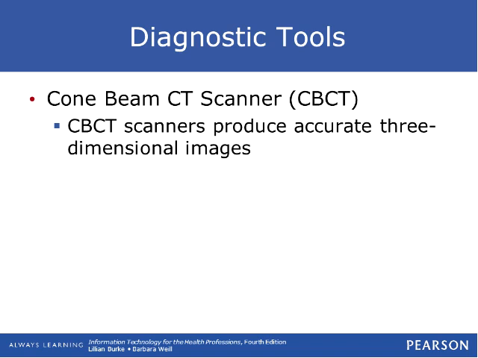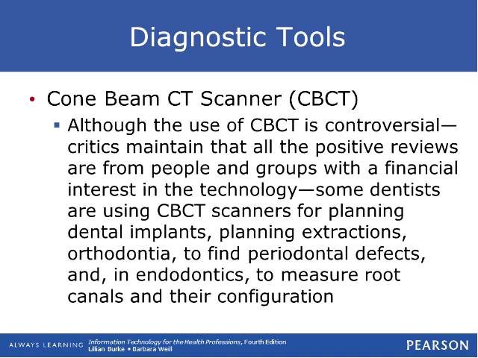We use a cone beam CT scanner, CBCT. A CBCT scanner produces an accurate 3-dimensional image of teeth, so we can know what the depth of the cavity is and where the injury and disease is at. Although the use of CBCT is controversial, critics maintain that all the positive reviews are from people and groups with a financial interest in the technology.